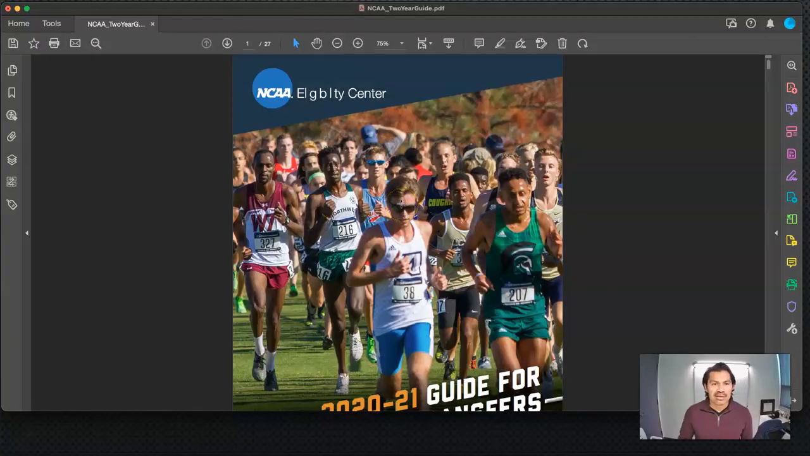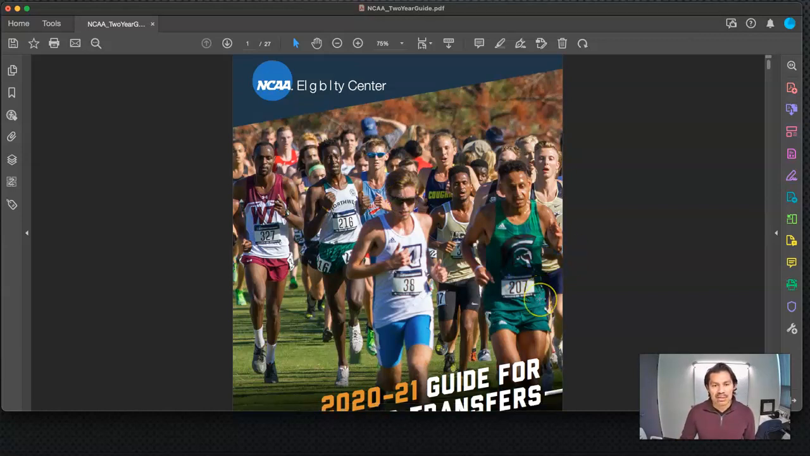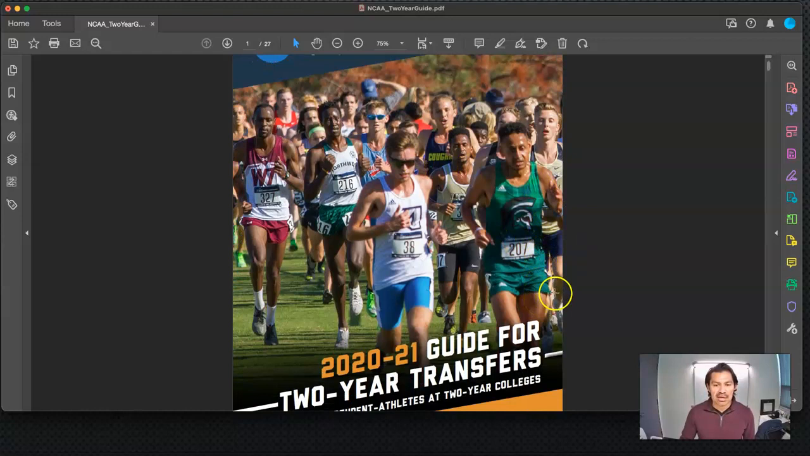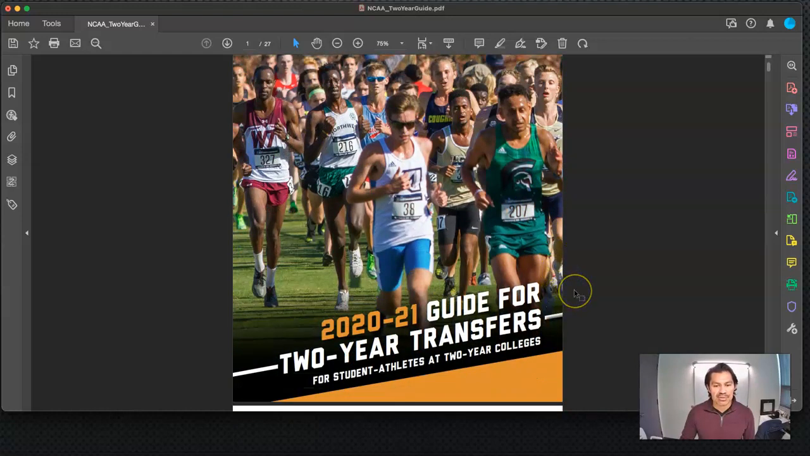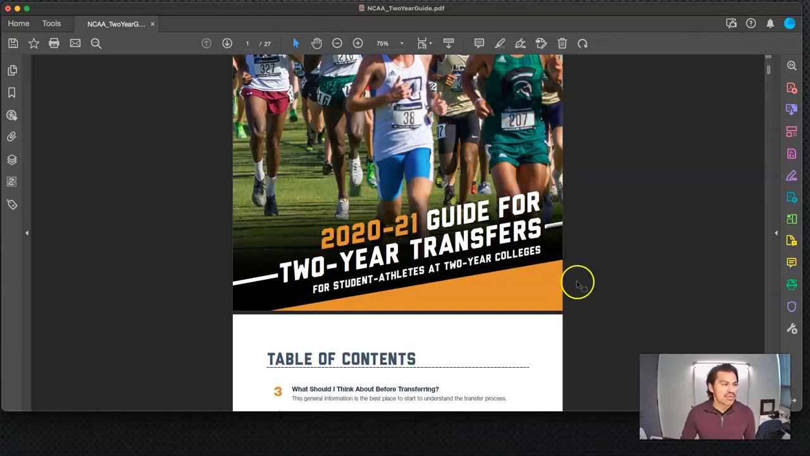So I wanted to highlight a resource that I provided for you in Canvas. You're going to see this in one of the pages for Module 2. And this is the 2021 guide for two-year transfers for student athletes at the two-year colleges. This is available for you to download on Canvas, and you can view it on Canvas as well. And on there I note that pages 11 through 17 are really good.